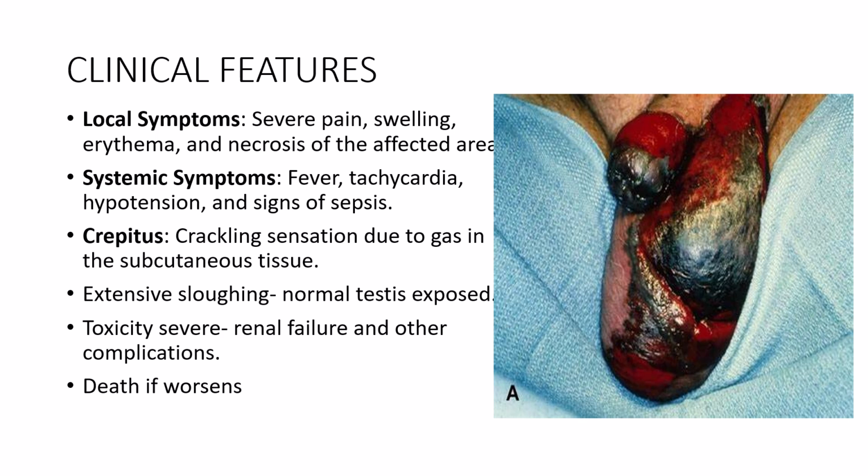So what are the clinical features you see over here? The clinical features you'll be seeing are local symptoms. Local symptoms means severe pain, swelling, erythema, and necrosis of the affected area is seen. And then the systemic symptoms will be seen as fever, tachycardia, hypotension, and signs of sepsis. We can also see crepitus, which is actually a crackling sensation due to the gas in the subcutaneous tissue, and there will be extensive sloughing which would cause the normal testes to be exposed. And if the toxicity is severe, we'll be seeing renal failure along with further complications and death if it worsens.